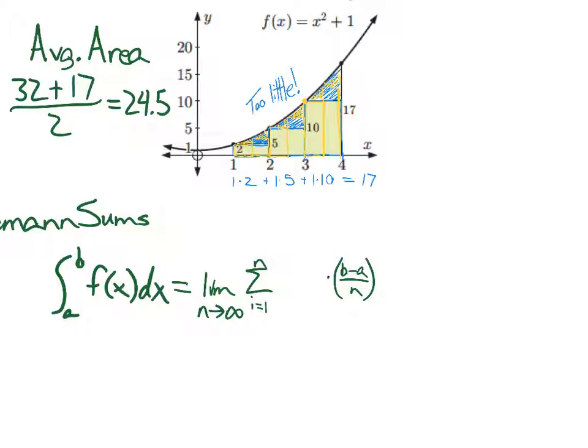Then we multiply that by the height. Well, the height is going to be the function evaluated at a plus i times b minus a over n.